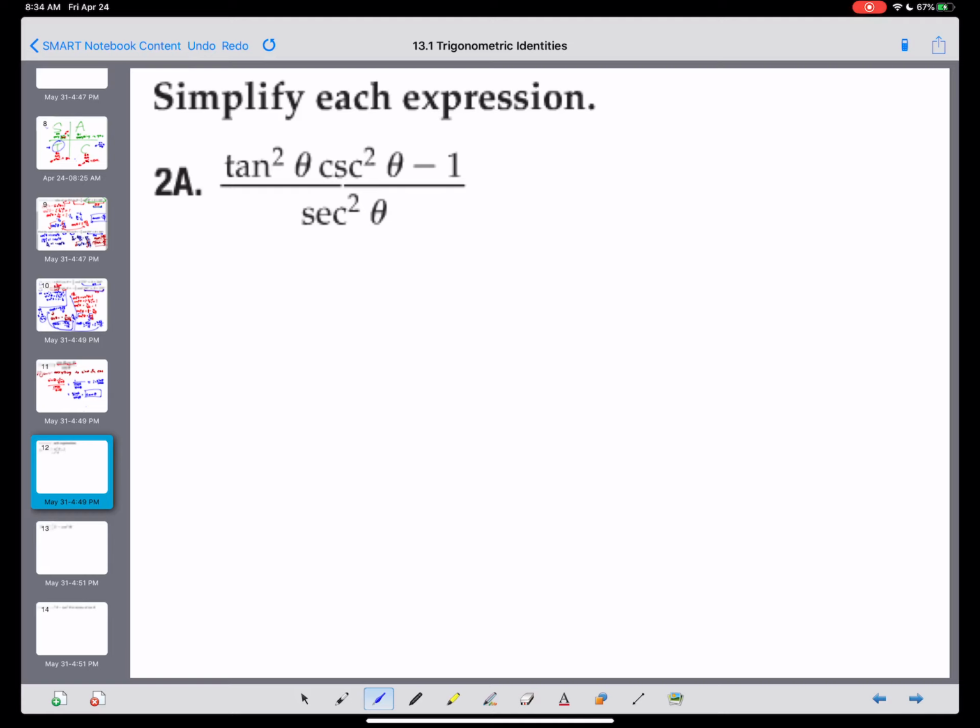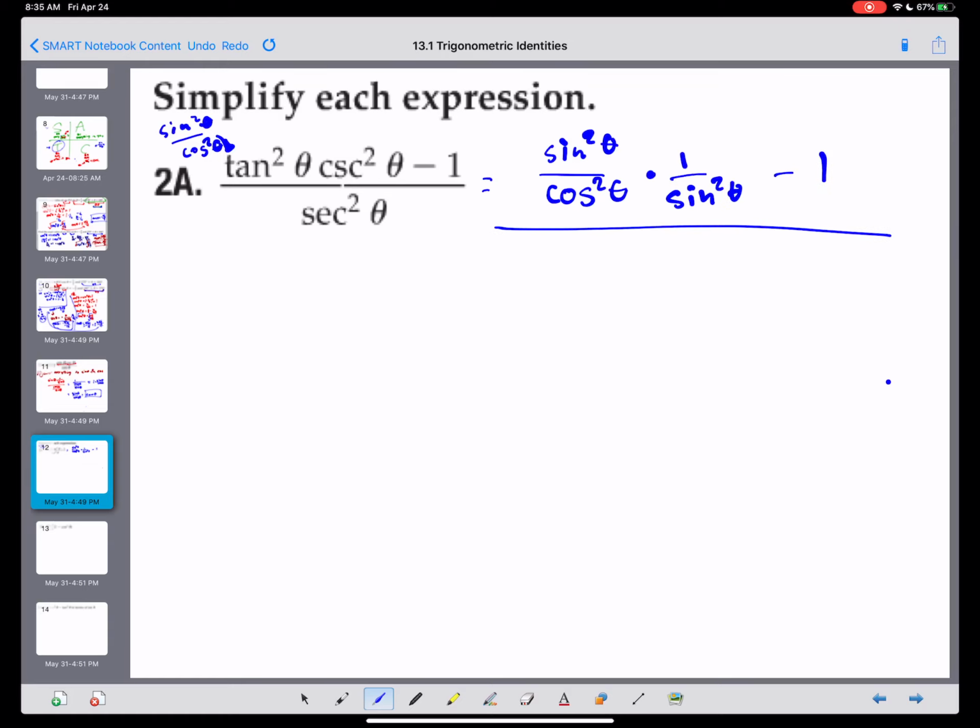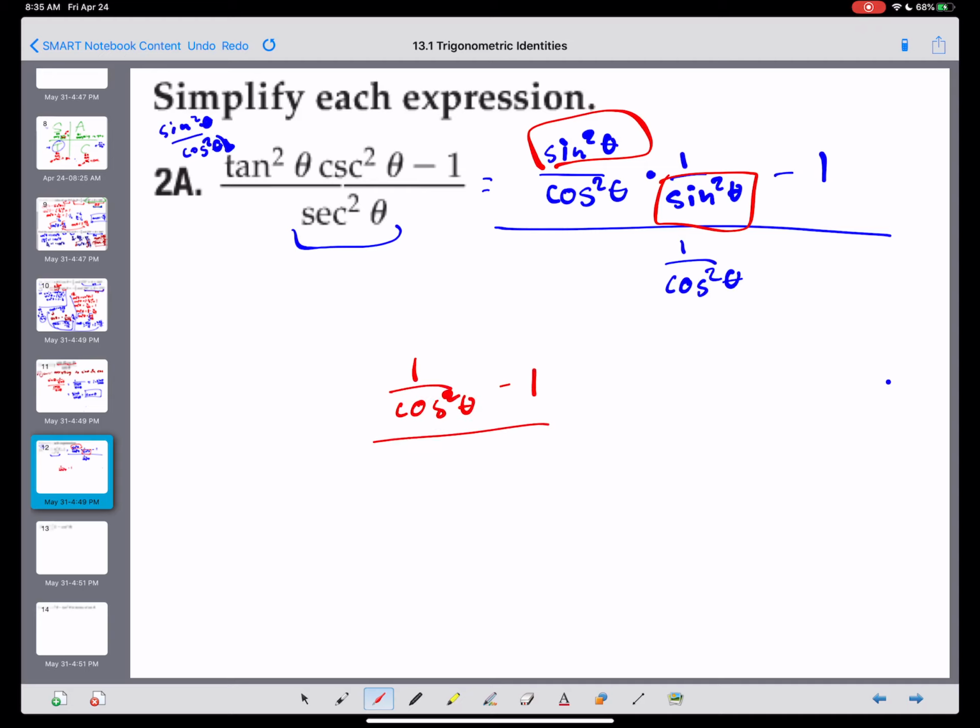This is a little bit more interesting. I'm going to convert everything to sine cosine again. So I'm going to get sine squared theta over cosine squared theta. That's what tangent squared is, right? Tangent is sine over cosine. Cosecant squared is 1 over sine squared, minus 1 over secant squared, right? Secant squared is 1 over cosine squared. That's fine. And let's see what happens. Sine squareds cancel out, right? Like here, this sine squared and this sine squared cancel out. So then I get 1 over cosine squared minus 1, over 1 over cosine squared.